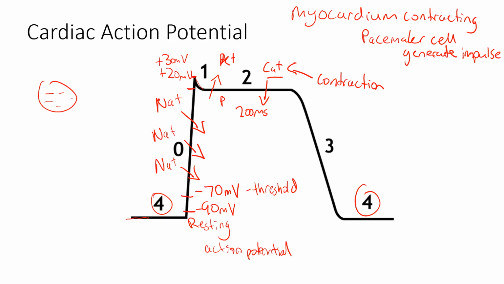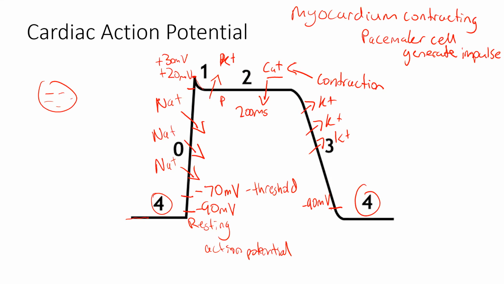And because calcium is closed, you still have potassium coming out. And it will continue to come out until it reaches back to its minus 90 millivolts. That's your resting potential. That's the point where we want the cells to go back into, and then it's ready for another set of electrical impulses to trigger again another contraction of the myocytes.